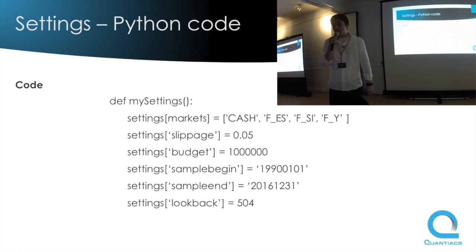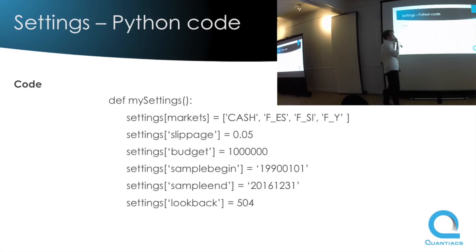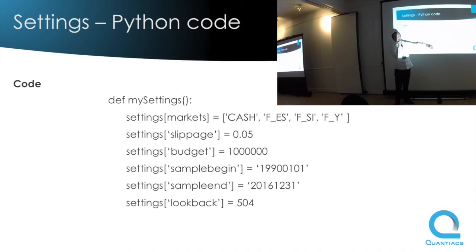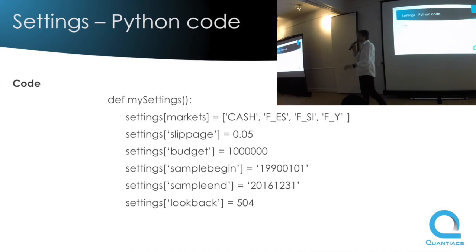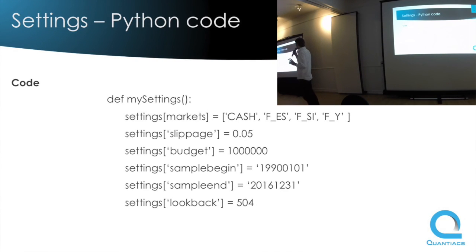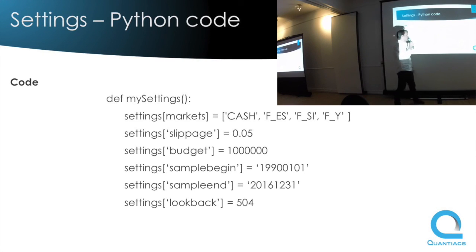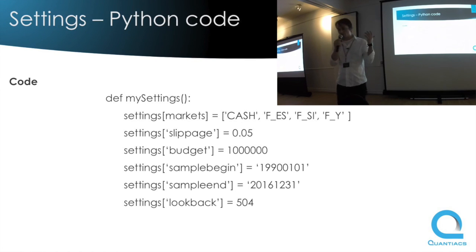And then sample begin and sample end. This is the out-of-sample test. So if you want to ignore part of the data for an out-of-sample test that you want to run in the end when you're done developing your strategy, when you're finished with it, then you would define sample end prior to that time. So in our case, maybe the end of 2013 or so.